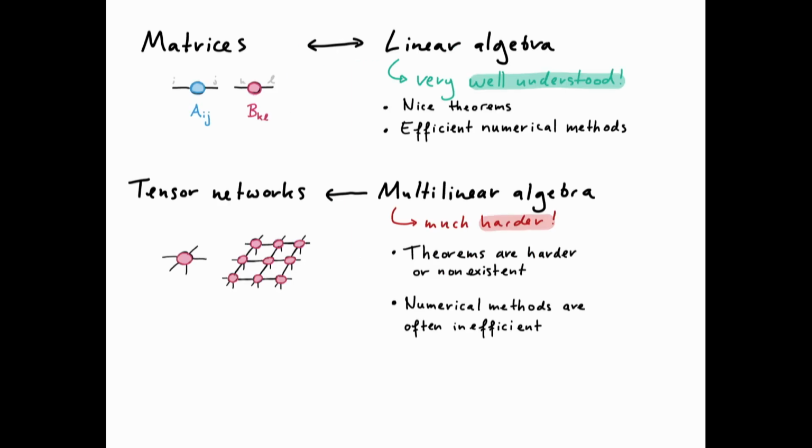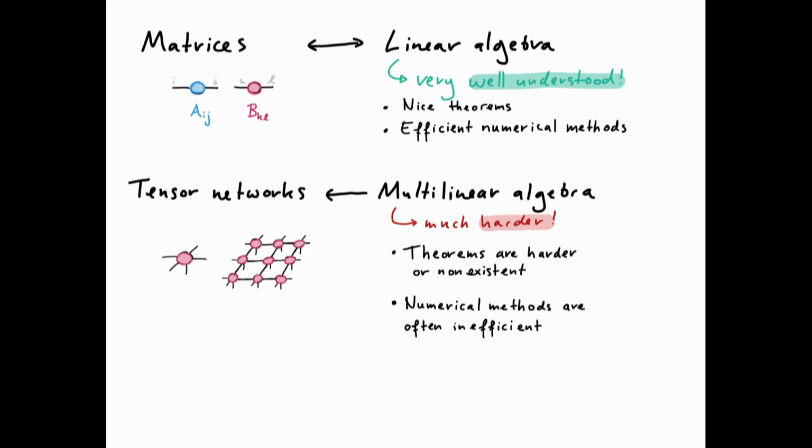All right. Now I want to tell you a little bit about where we come in, which is the mathematical theory of these things. Linear algebra is something very nice. We all learn it in our first year of physics or math or computer science. It's very well understood. It has lots of nice theorems. You can diagonalize matrices. There are efficient numerical methods that you can run on your computer. And tensor networks are quite different.